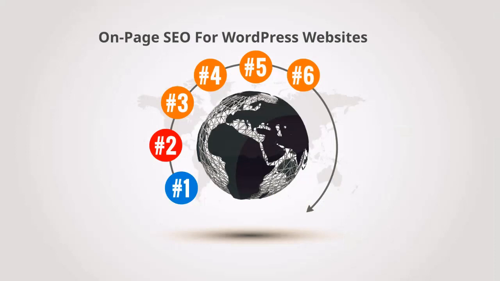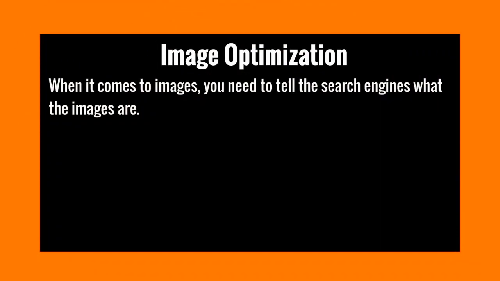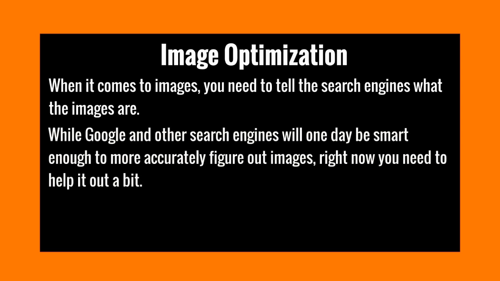Hello and welcome to video number 6. And we're going to talk about image optimization, or in other words, how to make your images more search engine friendly. You see, when it comes to images, you need to tell the search engines what the images are. They're not really going to know off the bat what the images are. Now, there are ways that Google can figure out what the images are, which we'll talk about in just a second. While Google and other search engines will one day be smart enough to figure out what images are, right now you need to help them out just a little bit, give them the kickstart that they need.